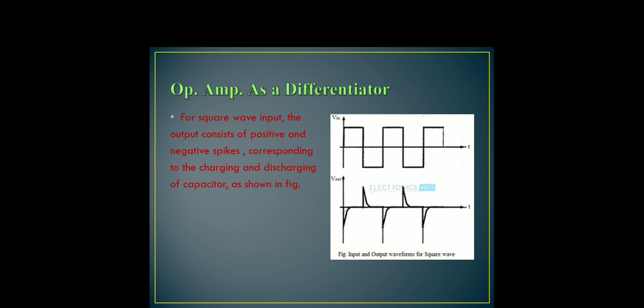Again, for the square wave input, when this square wave input is applied to the differentiator amplifier, the output becomes positive and negative spikes corresponding to the charging and discharging of the capacitor. You can see and observe the diagram here.